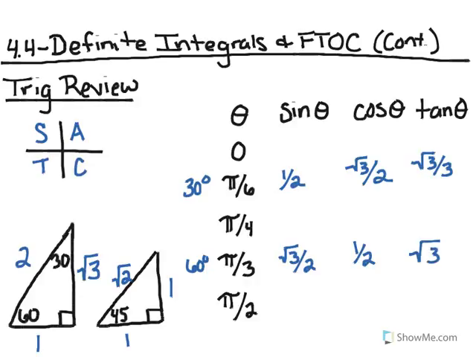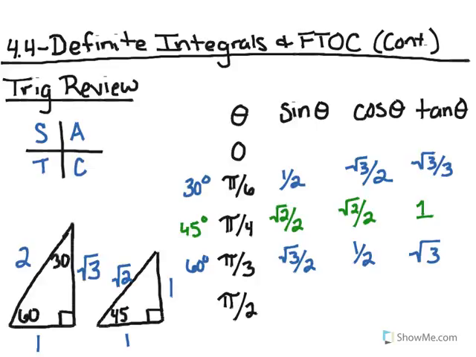Okay. Now if I take a look at the 45, 45, 90 triangle, that's the pi over 4. The sine of 45 degrees is 1 over square root 2, or root 2 over 2. Cosine has the same value. Tangent is opposite over adjacent again, which is 1 over 1, so that's just 1.